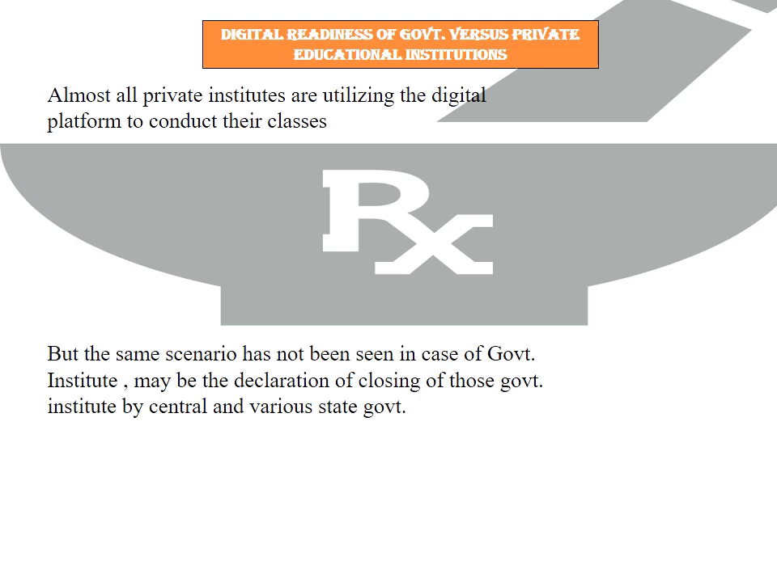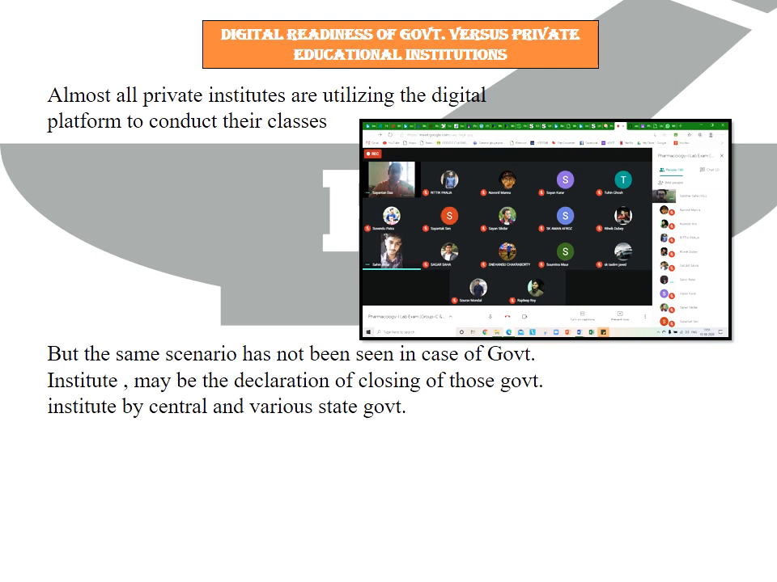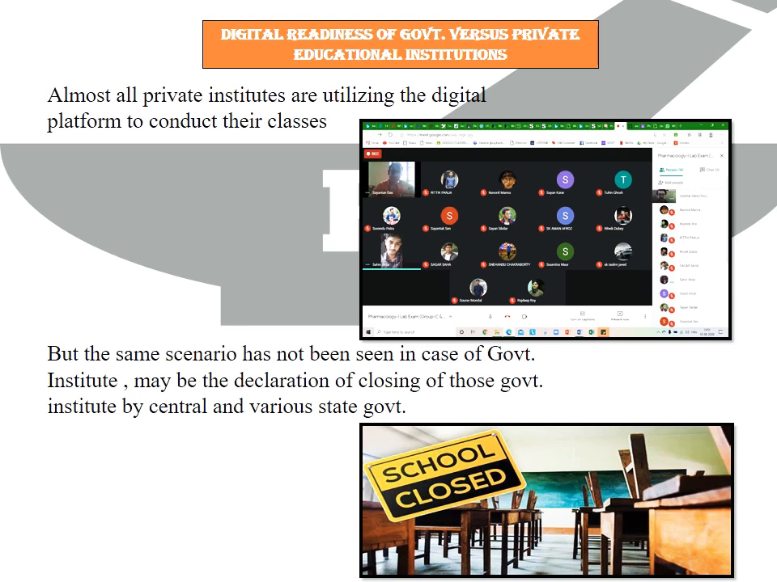In the digital readiness of government versus private educational institutes, almost all private institutes are utilizing the digital platform to conduct their classes. Here is one picture I'm showing of how digital classes are being performed; this picture is from Google Meet. So as you can see, this is the way digital classes are being taken. But the same scenario has not been seen in the case of government institutes. Maybe it is because of the declaration of closing of those government institutes, as the central and state governments have strictly said to close the institutes, schools or colleges, and that's why those institutes are closed. But the private institutes are open and they're taking classes using various platforms.